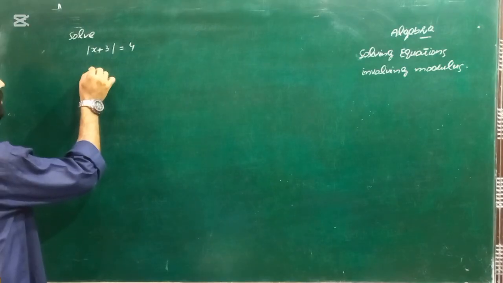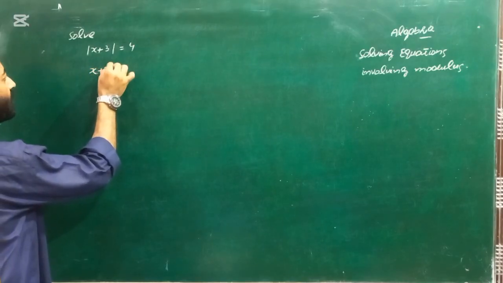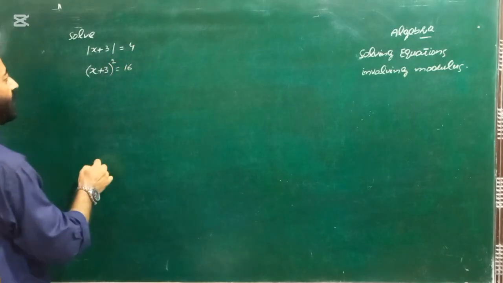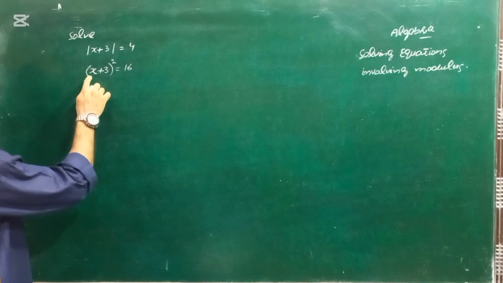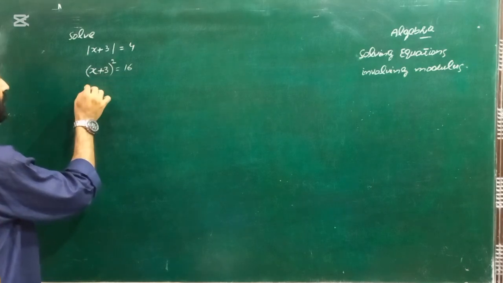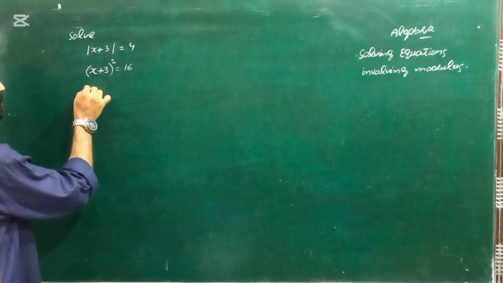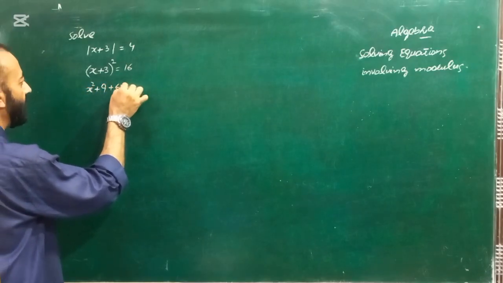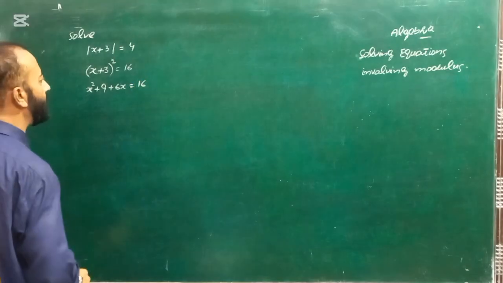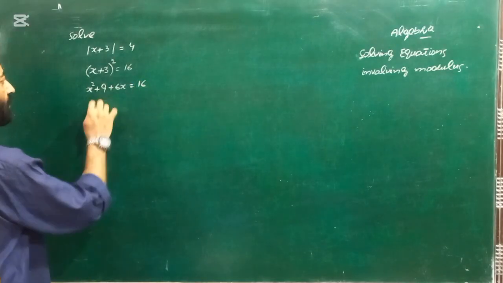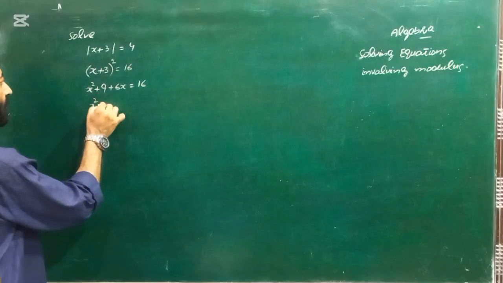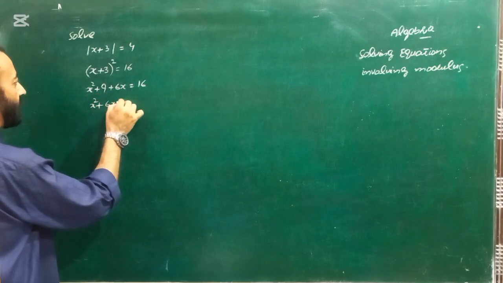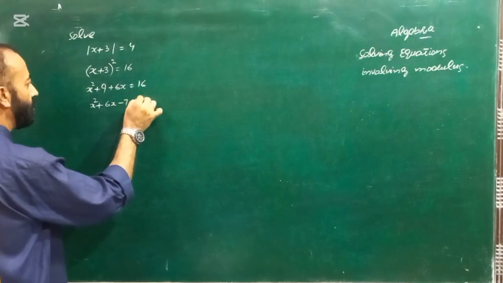When we take the square of both sides, it becomes (x + 3) whole squared, and the right side squared will be 16. On the left hand side, you can see the (a + b) whole squared formula will be applied. So that is x squared plus 9 plus 6x, and on the right hand side 16 is still there. In the next step, this 16 will come to the left side and the equation will become x squared plus 6x minus 7 equals 0.